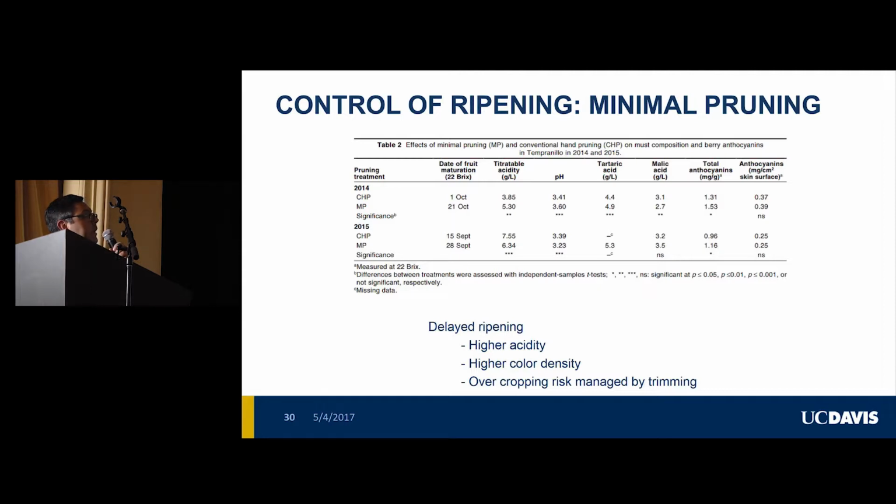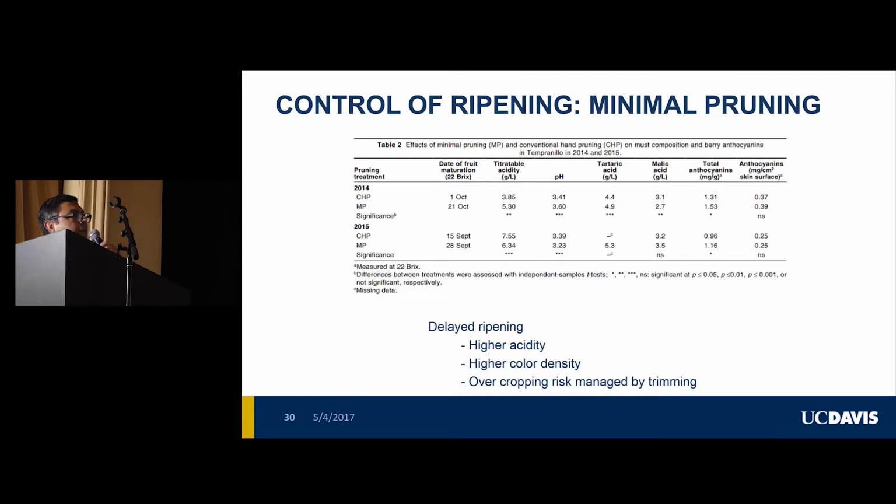Nevertheless, you can control ripening by manipulating your pruning practices. In this case, we looked at conventional hand pruning or minimal pruning, over 2 consecutive years. Date of maturation to 22 Brix varied by about 20 days. Titratable acidity was quite different in both years. Juice pH was quite different in both years. Tartaric acid was different only in the initial year. The amount of malic acid at harvest was greater with minimally pruned vines, so that might indicate some green flavor. However, total anthocyanins was greatest with minimally pruned vines, and anthocyanins per unit skin surface area, however, showed no difference.